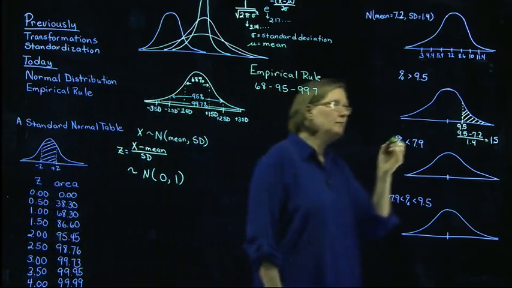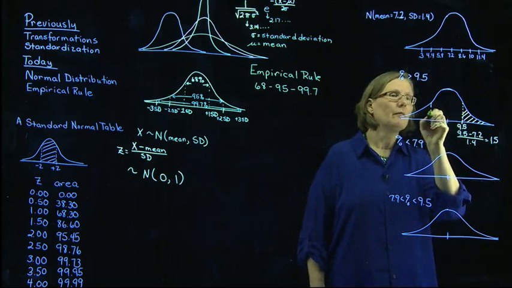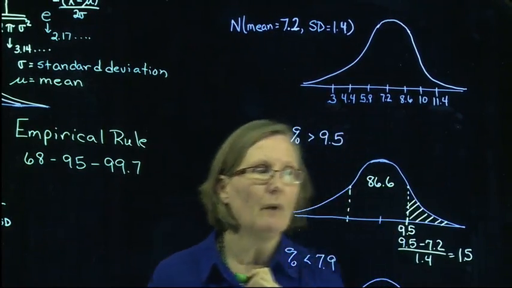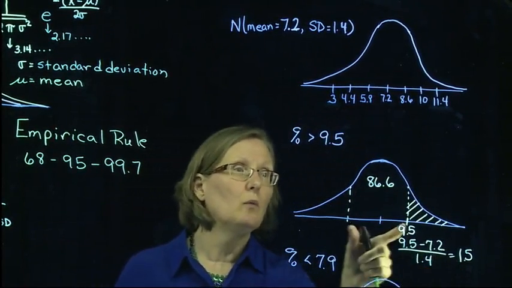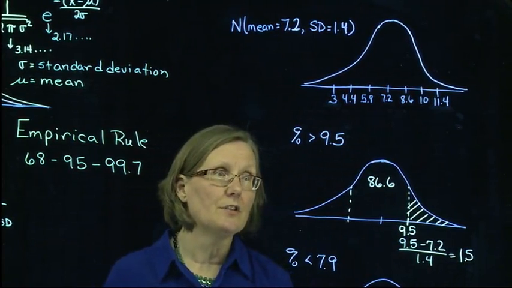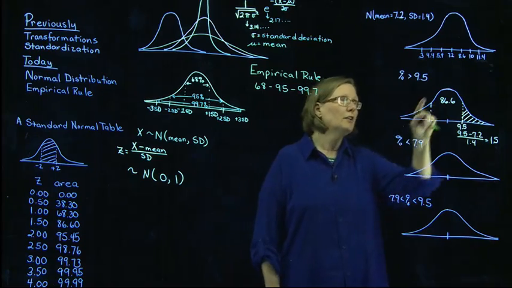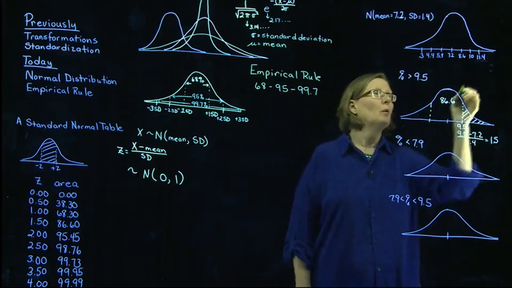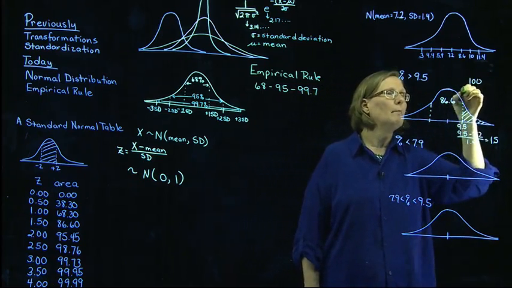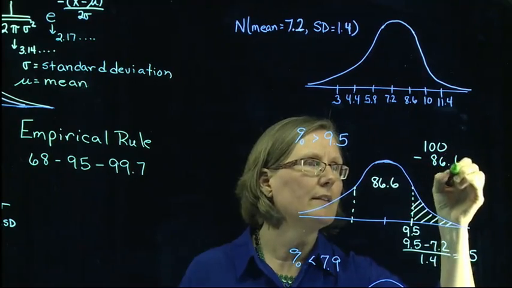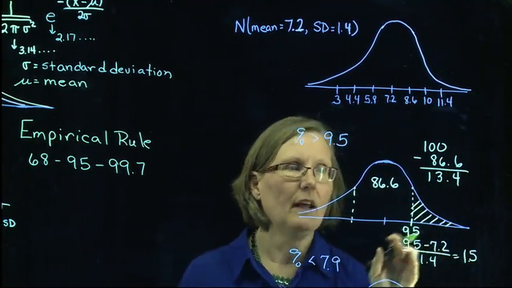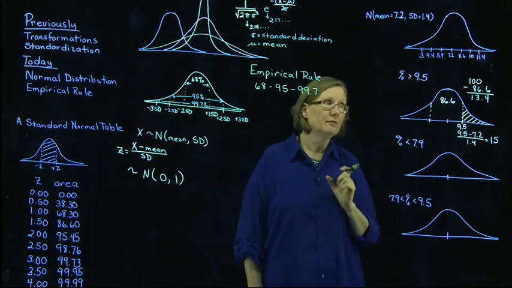So I know that 86.6% of my area is within 1.5 standard deviations. I also know the area under the curve has to be 100%. So 100 minus 86.6 leaves 13.4% of the area in the tails.